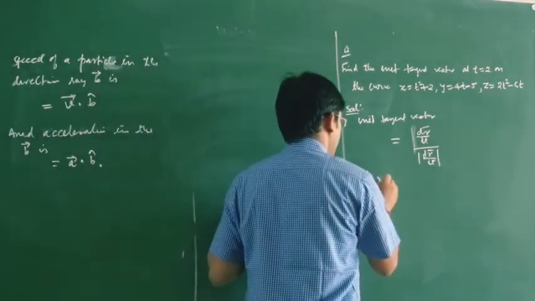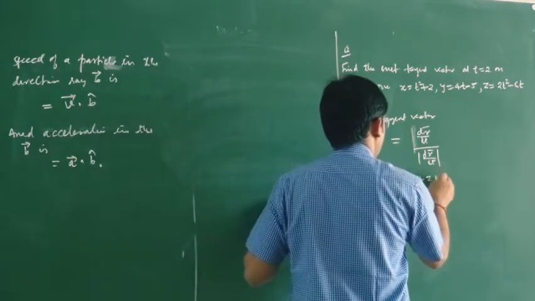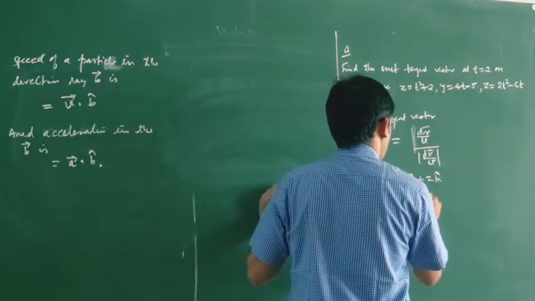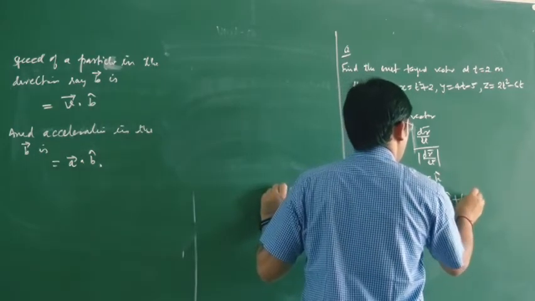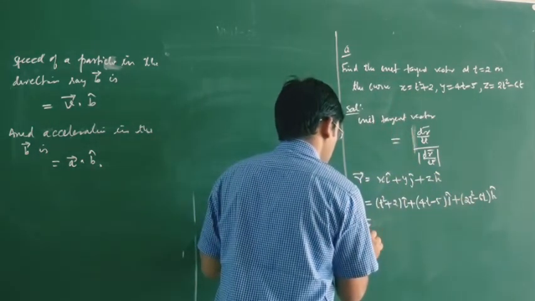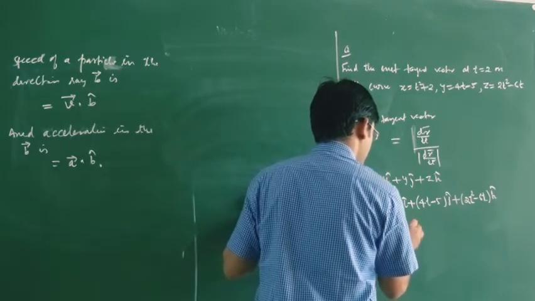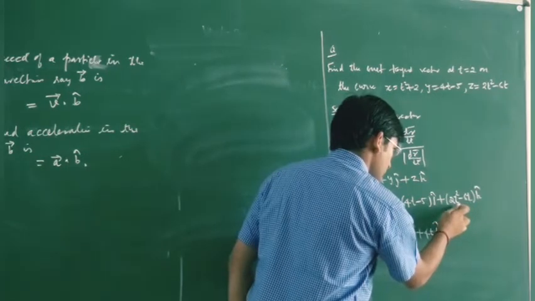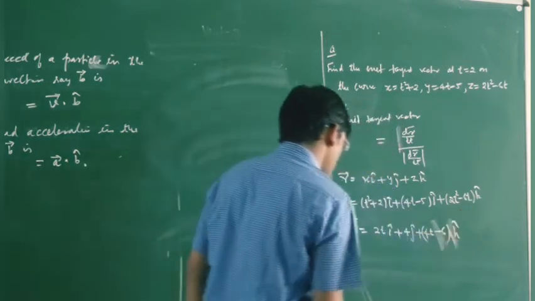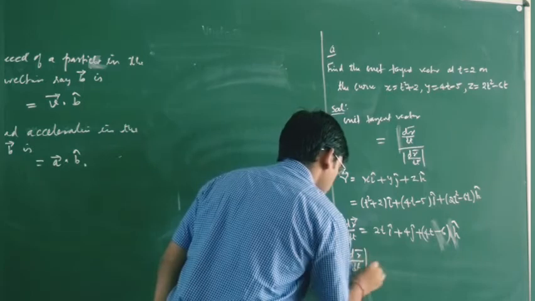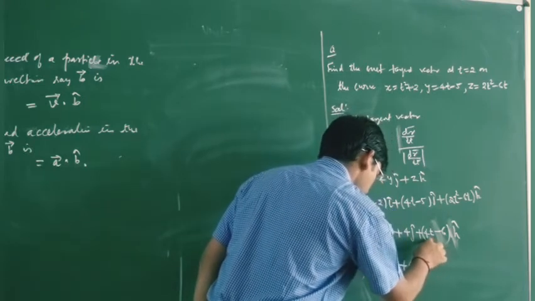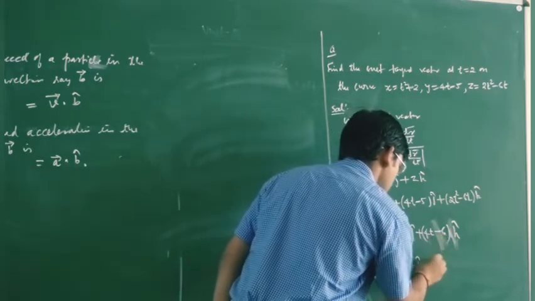Your vector r will be xi plus yj plus zk. Here our x is t square plus 2. So we have (t square plus 2)i, (4t minus 5)j, and then (2t square minus 6t)k. Now if you differentiate this with respect to t, then we will have 2t i plus 4j, and then this is your 4t minus 6 of k. So now dr upon dt at t equal to 2 is equal to 4i plus 4j. Now if you put t equal to 2, then this will be your 8 minus 6, that means 2.